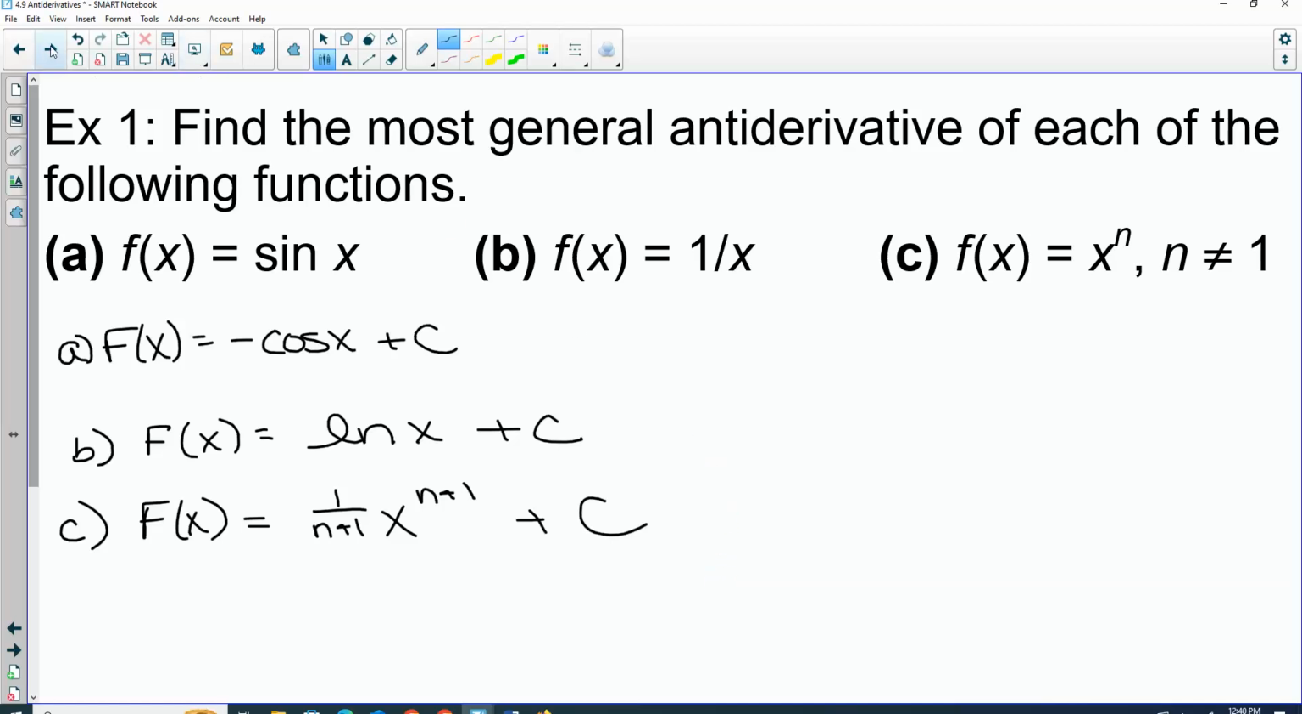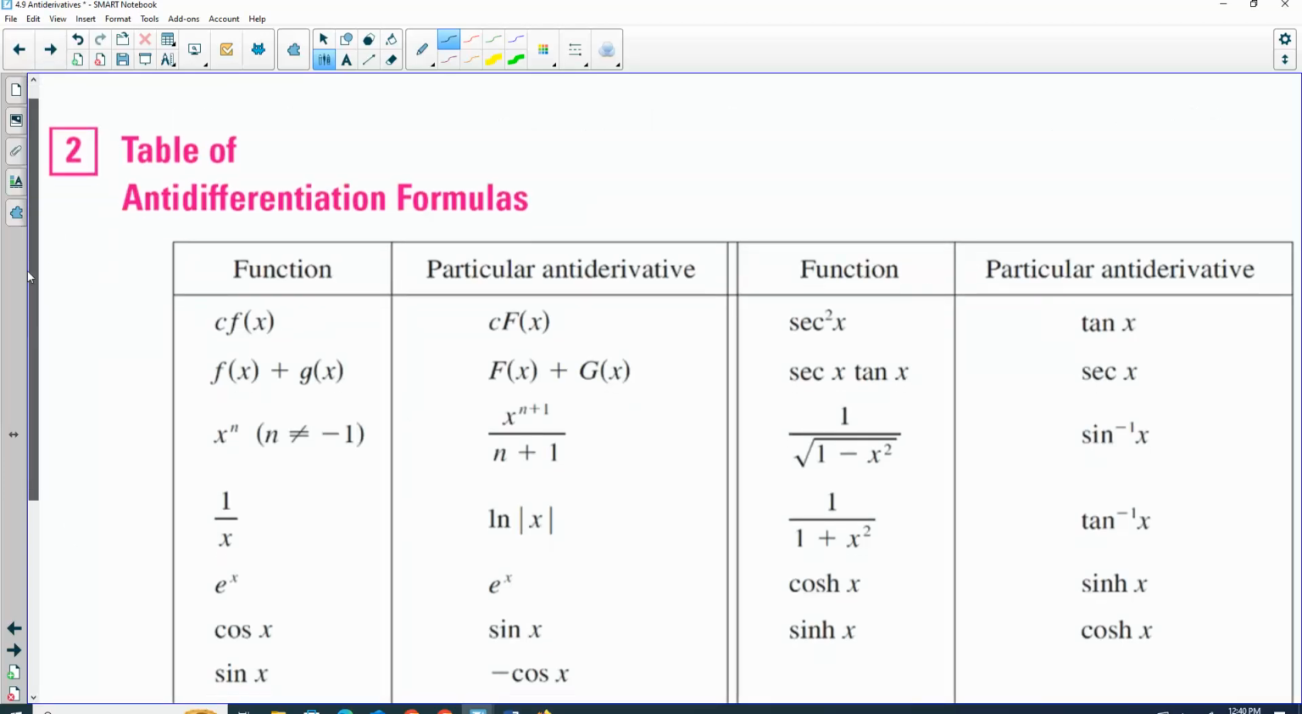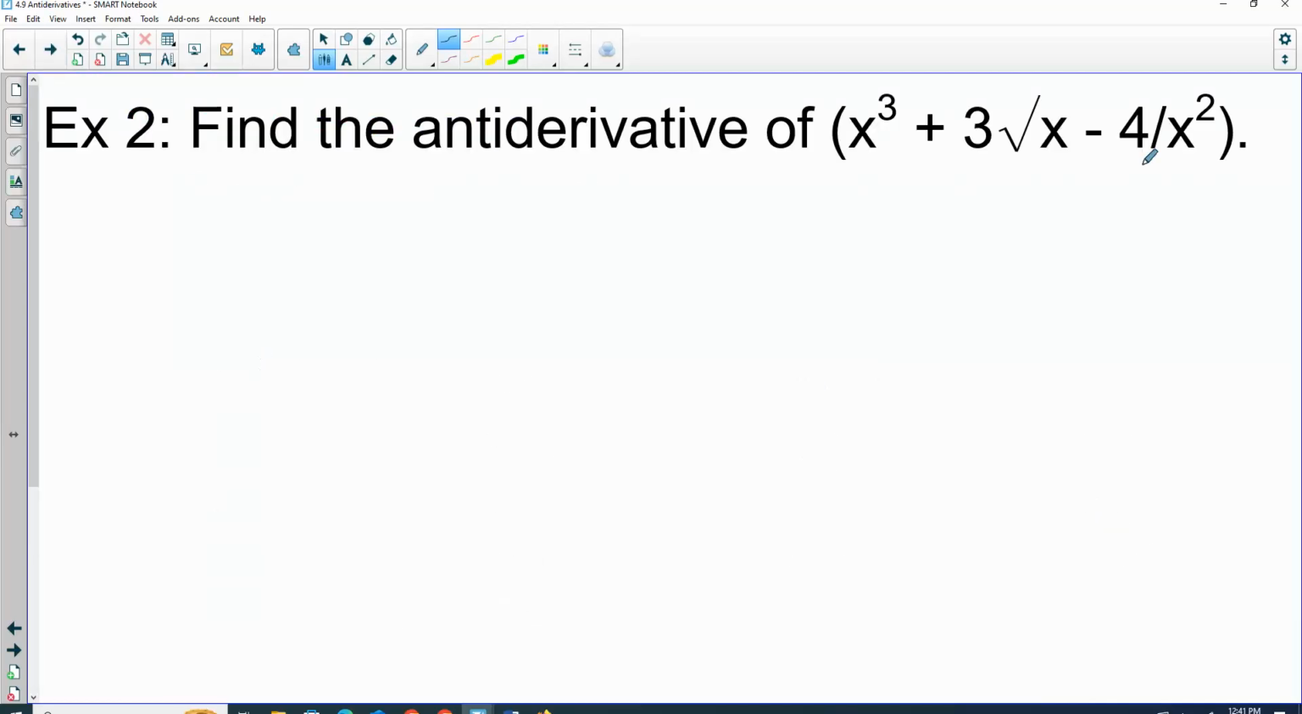So I included a table out of the book. Just know if you're looking at the book, it gives you a bunch of different antiderivatives. Not necessarily ones you have to memorize, but these are just things that we know already from our derivative rules. So if I asked you to find this antiderivative, just like when we were doing derivatives, it might be helpful for you to write things as all x to a power without radicals. So 3 square root of x would be 3x to what power? Minus 4 over x squared.